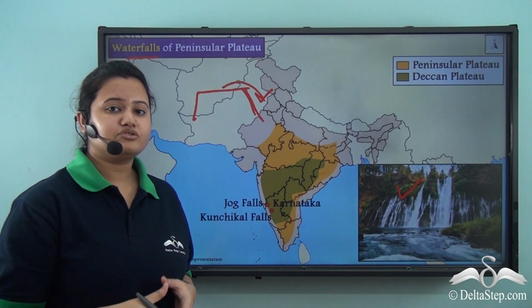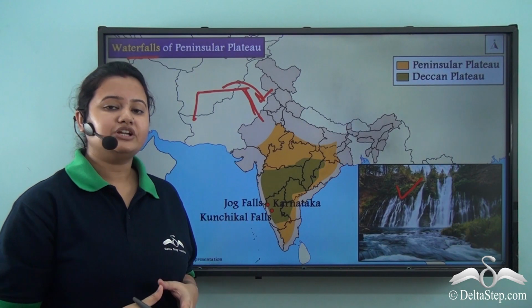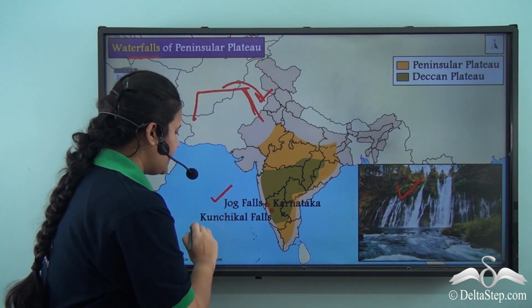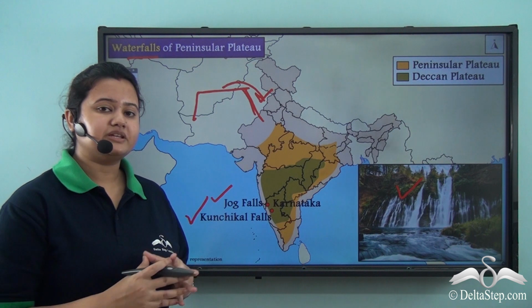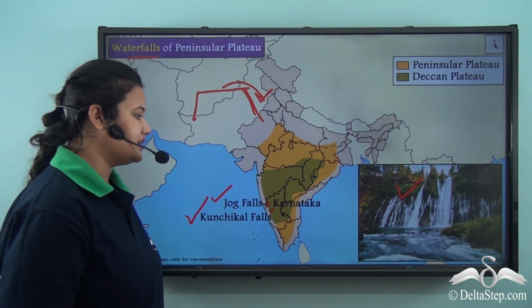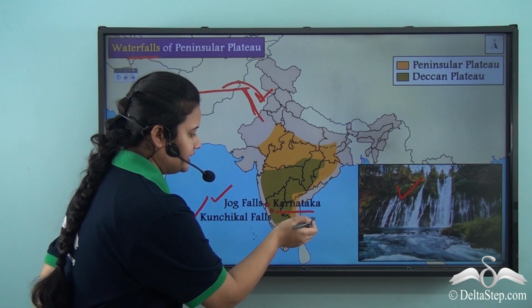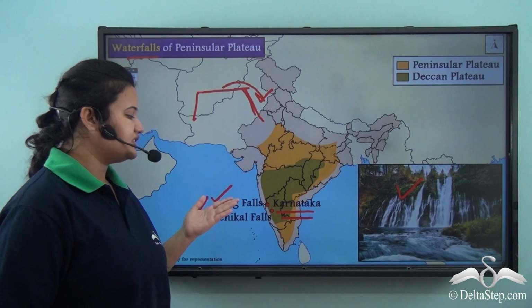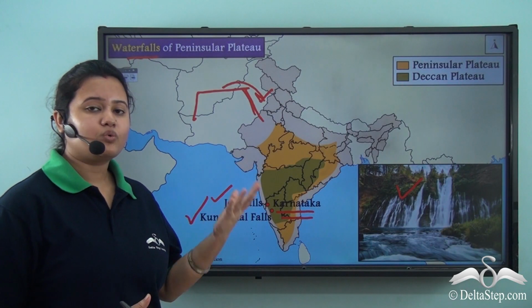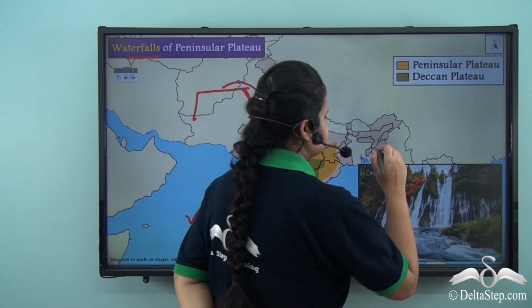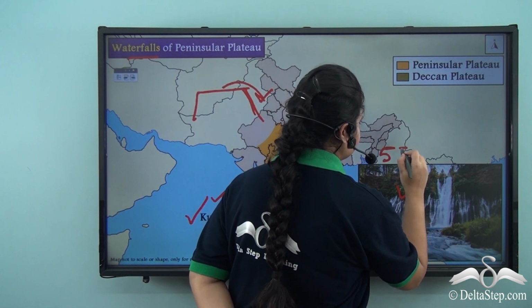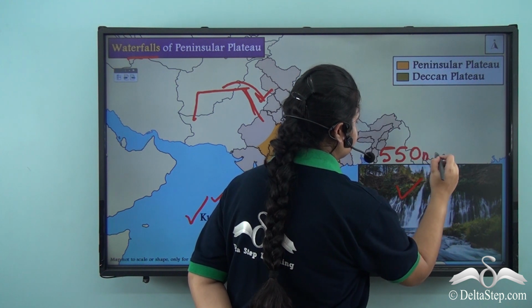Some famous waterfalls of the Deccan Plateau region are Jog Falls and Kunchikal Falls. Now, as we can understand from this map, both these waterfalls are situated in the state of Karnataka. Also, Kunchikal Falls is the highest waterfall in India and it has an approximate elevation of 550 meters.